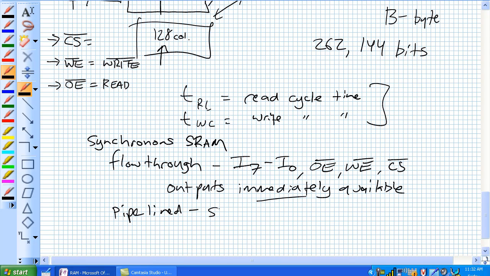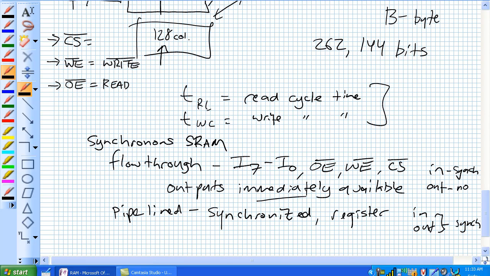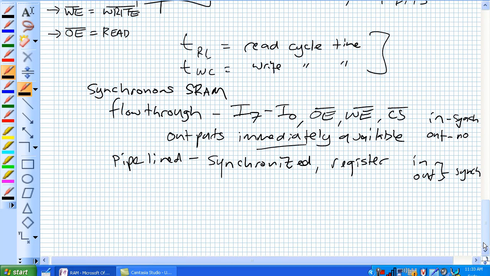And that's basically the outputs are also synchronized. So even though it may have it, it's not going to be available until it's basically clock registered into. So your outputs are also synchronized. Okay, so in, out, both in synchronous.